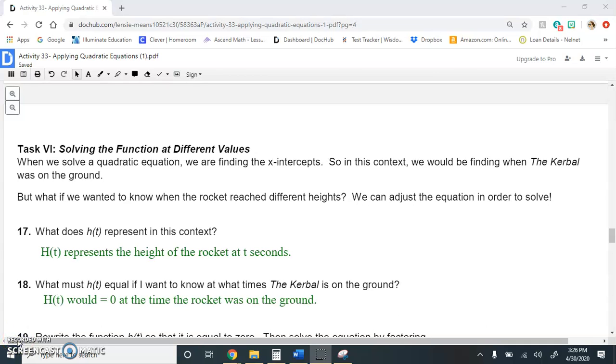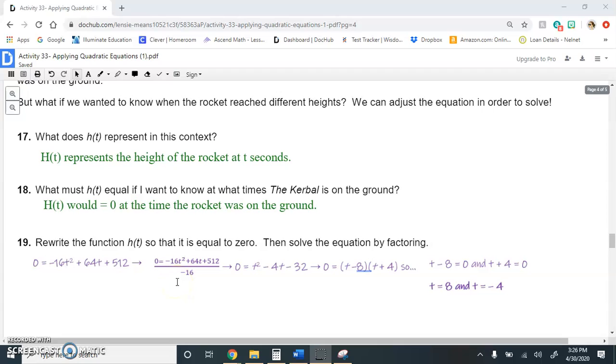Okay, so I'll look through this with you. Again, feel free to pause the video at any time to modify or add to your answers. So number 17, what does the h of t represent? That is the height. That is the y value. It's just like your f of x, which replaces your y value. So in this case, it's the height of the rocket after t seconds. Number 18, what must that equal if I want to know the times that the rocket was on the ground? Well, what's the height when the rocket's on the ground? Of course, that would be 0. So I'd have to let h of t equal 0.